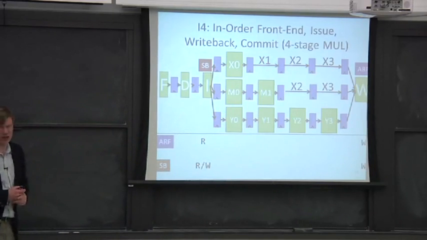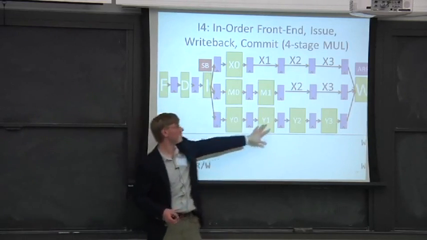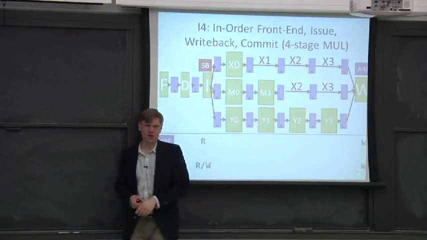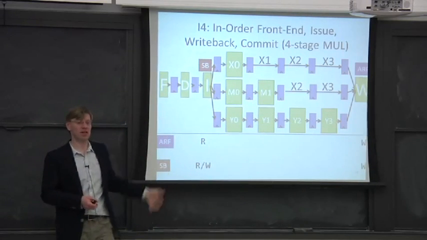So that's what's in our architectural register file. We read it here. We write it there. That makes sense. We may have to bypass some in-flight values around. But those are not in our architectural register file. Those have not been committed. Those are just in-flight speculative values.